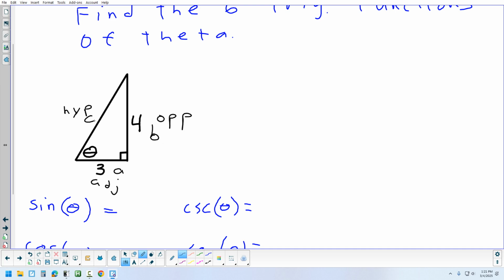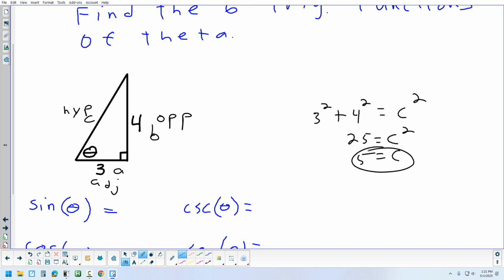So what would my Pythagorean theorem look like? 3 squared plus 4 squared equals C squared. 9 plus 16 is how much? 25. And then you square root it, so C equals 5. So that's the first thing. We have to find that.